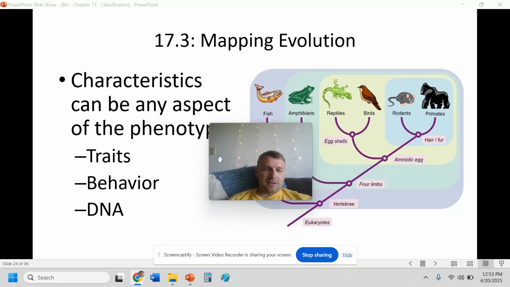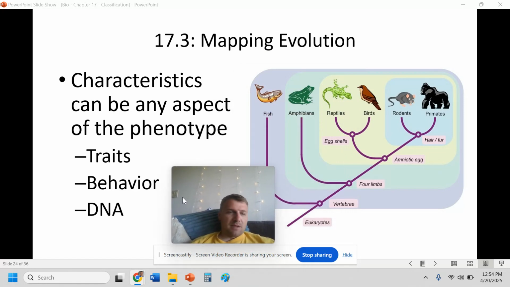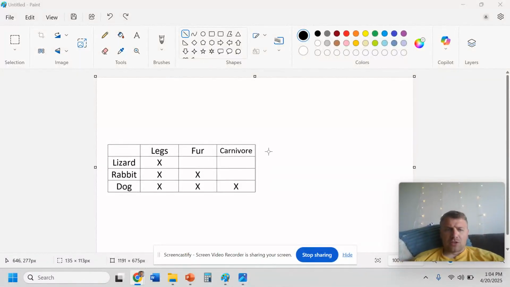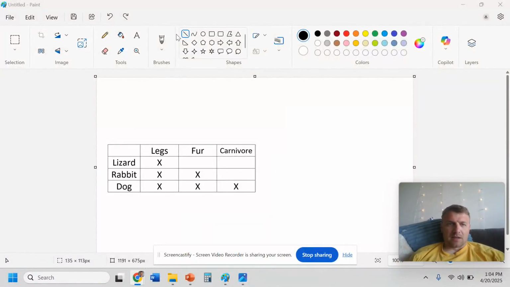Now, these characteristics can be many different things. They can be traits, behaviors, DNA. They can be a lot of different things that we can organize an evolutionary tree based on. But this is basically what a cladogram is. So I do want to go over how to use one of these tables to make a cladogram.